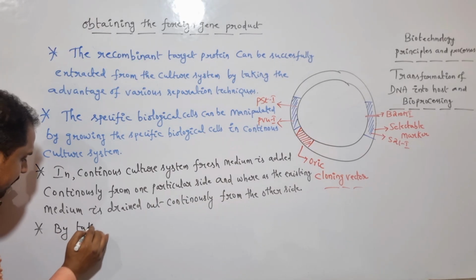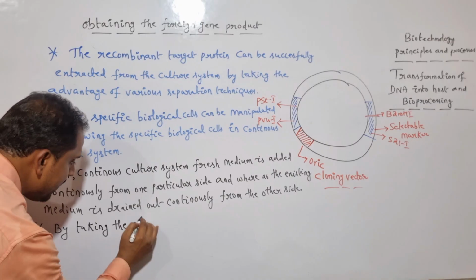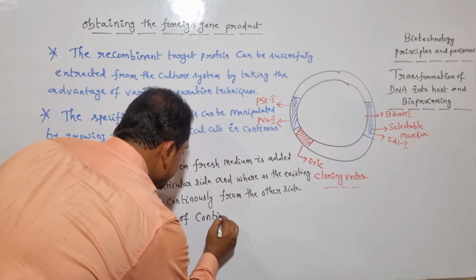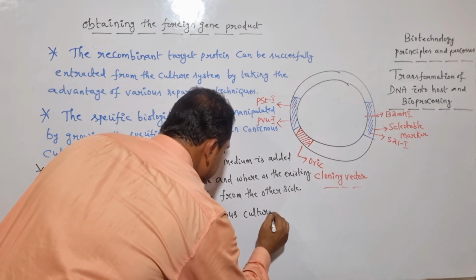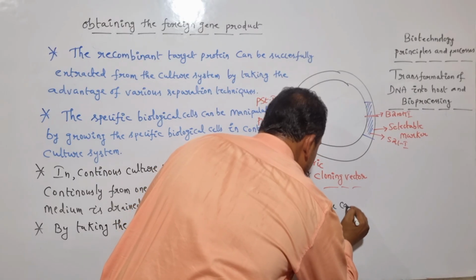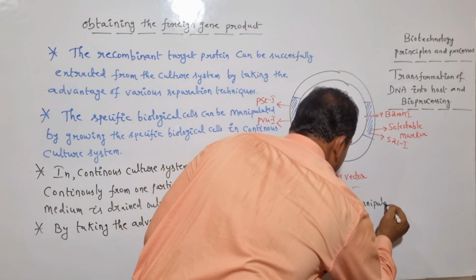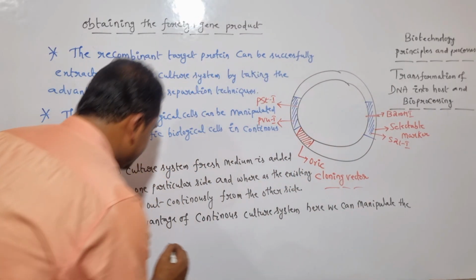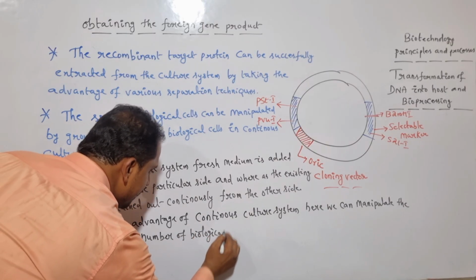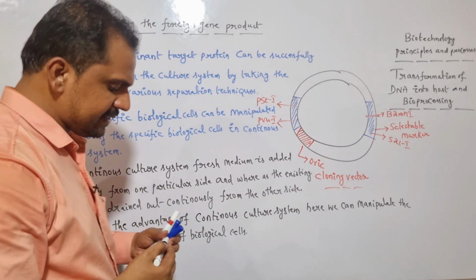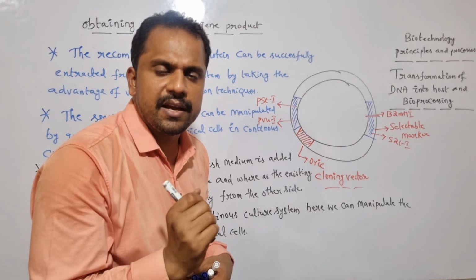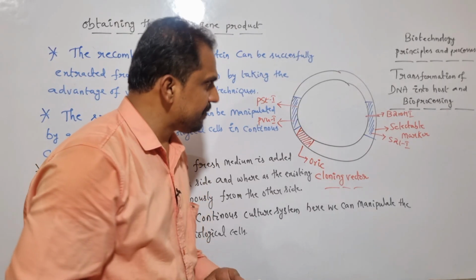By taking the advantage of continuous culture system, here we can manipulate the number of biological cells. And in order to increase the number of the bioproducts, we need to grow the specific biological cells in one particular culture vessel known as bioreactor by providing suitable conditions. Is it clear? So let me arrange the things here.